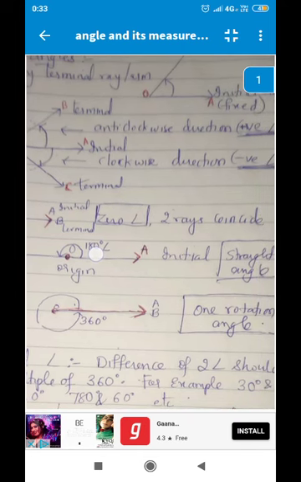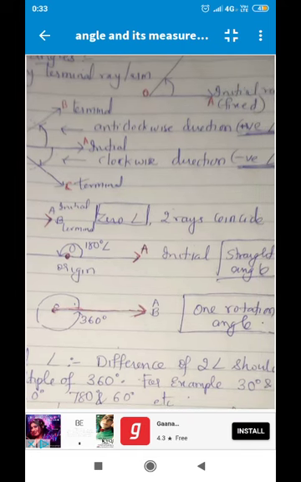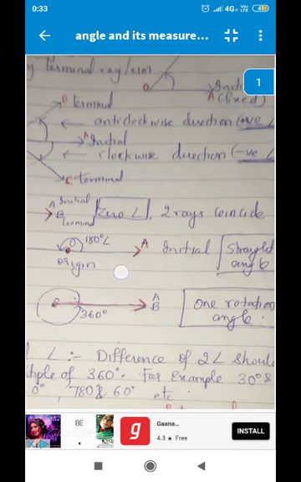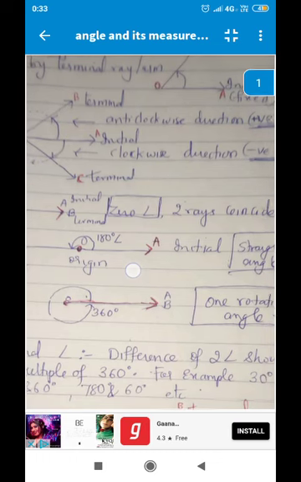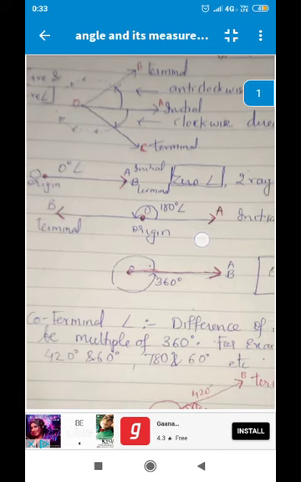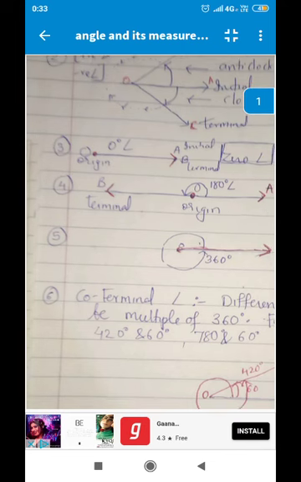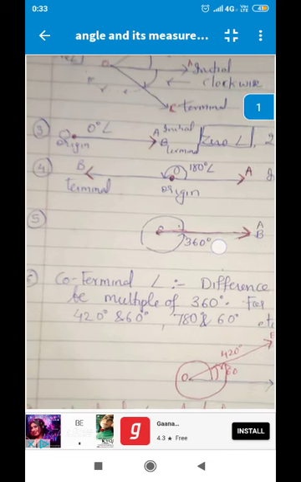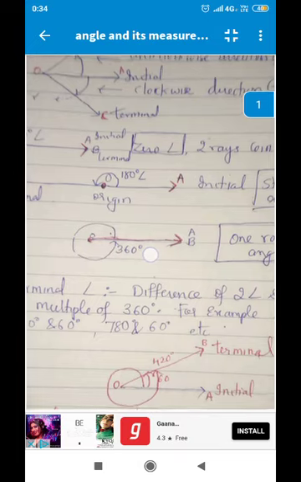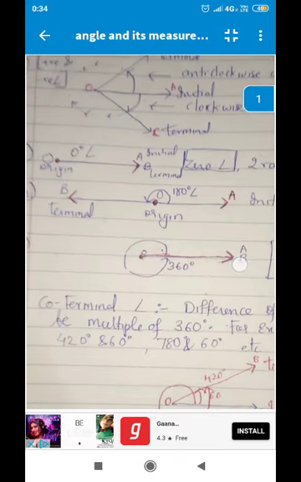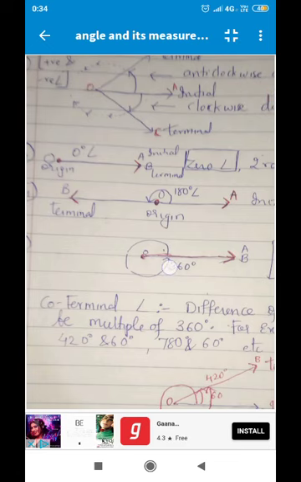For a positive angle, the terminal arm is moving in the anti-clockwise direction. For a negative angle, the terminal arm is moving in the clockwise direction. So that was all about the positive and the negative angle. Now we'll discuss the 0 degree angle. To explain the 0 angle, a diagram is drawn. Ray OA and ray OB coincide, one upon the other.